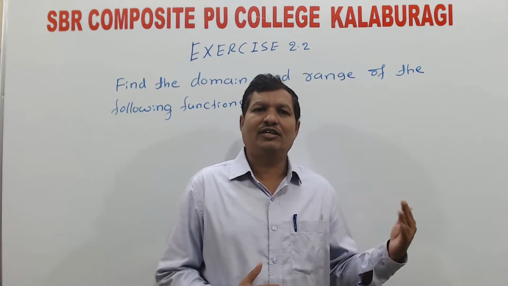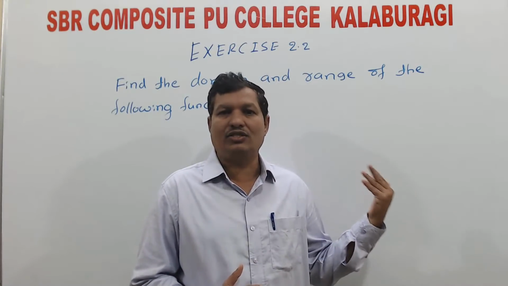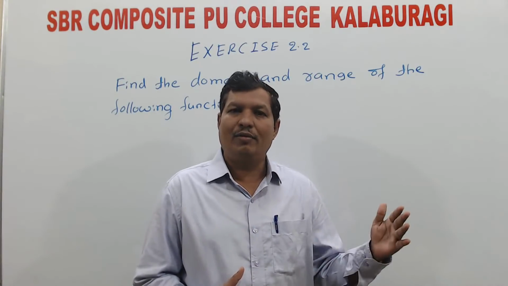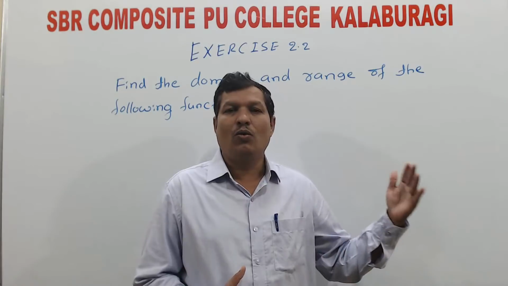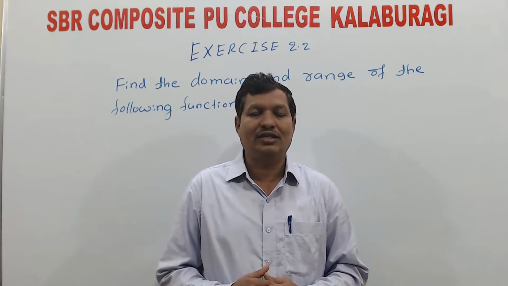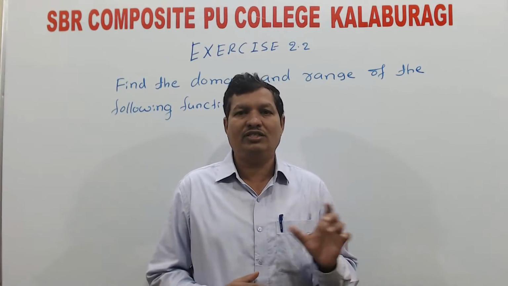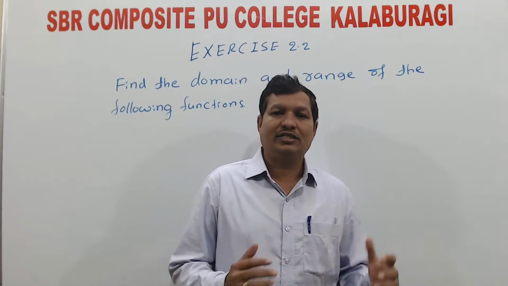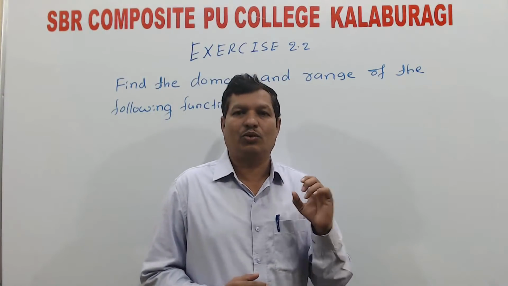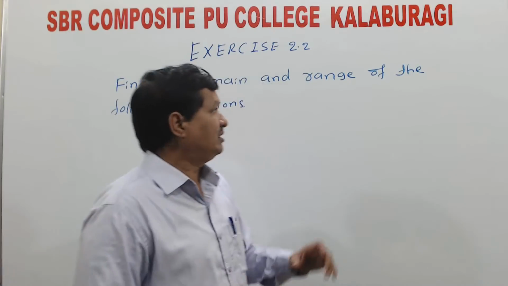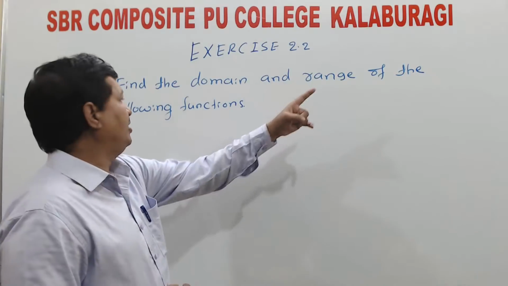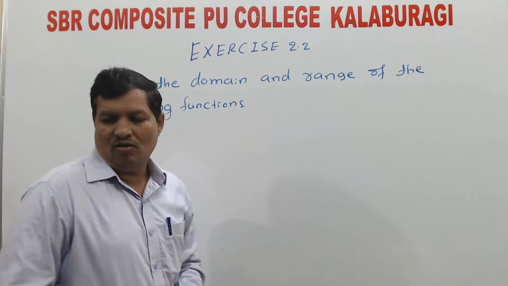Okay, the examples we discussed in the last 2-3 classes all had the domain as real numbers and the codomain also real numbers, only the range was a different set. Now today you have to discuss a domain that is also a different set other than R. So exercise 2.2, this is very important. From that we have some questions they will ask in the examination. Exercise 2.2: find the domain and range of the following functions.